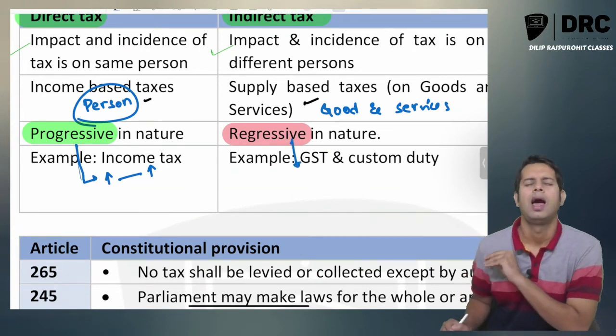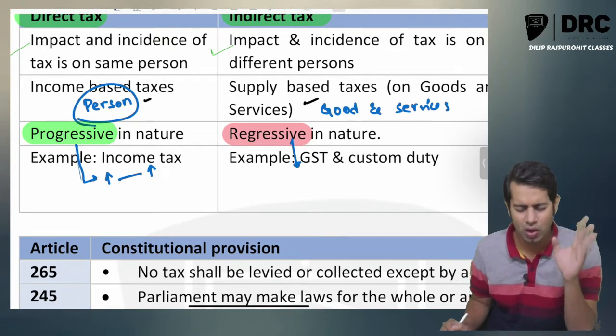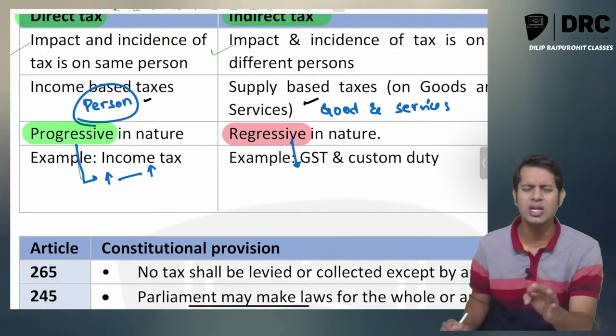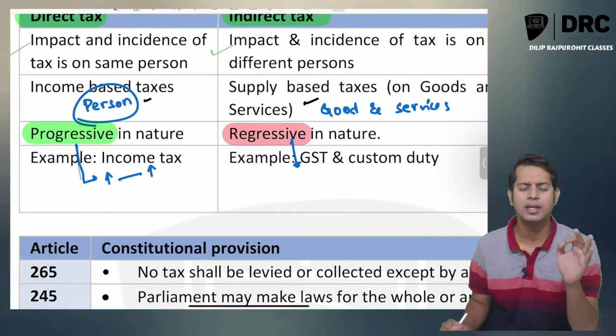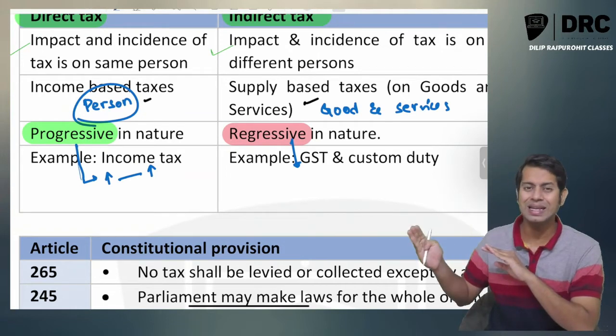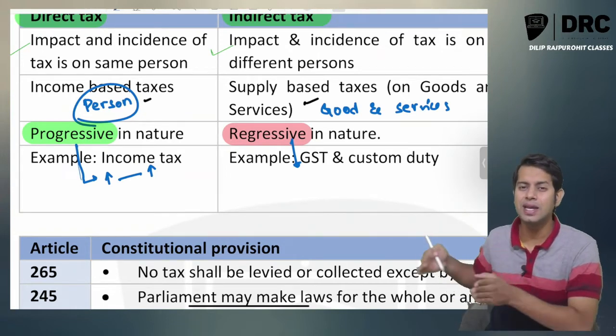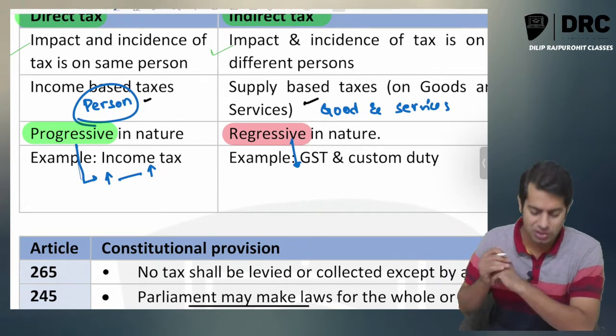Indirect taxes says I don't care how much your income is. I don't care whether you are a rich person or a poor person. I don't care whether you are Mukesh Ambani or a beggar. You will have to pay me the same amount of tax. Meaning in case of direct taxes, there is discrimination which is made, whereas in case of indirect taxes, there is no discrimination which is made.